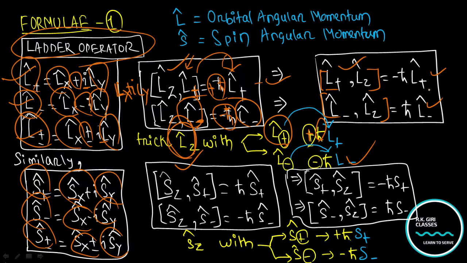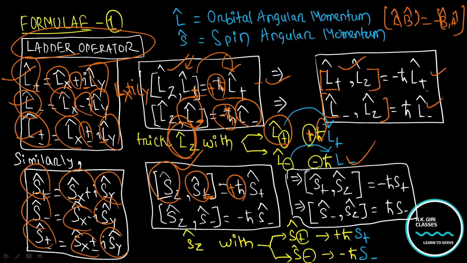This is plus h cut, minus h cut, because we studied already AB is equal to minus BA. Don't forget, okay? You practice it, you can easily remember it. Similarly, SZ, S plus, that is plus h cut.